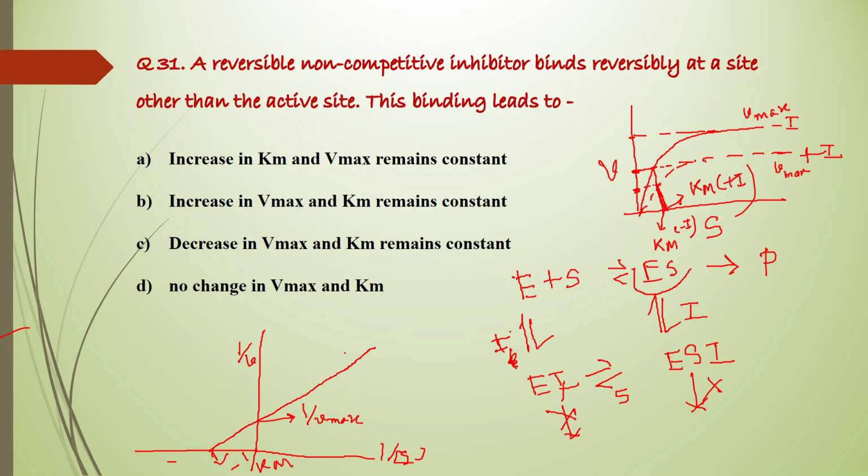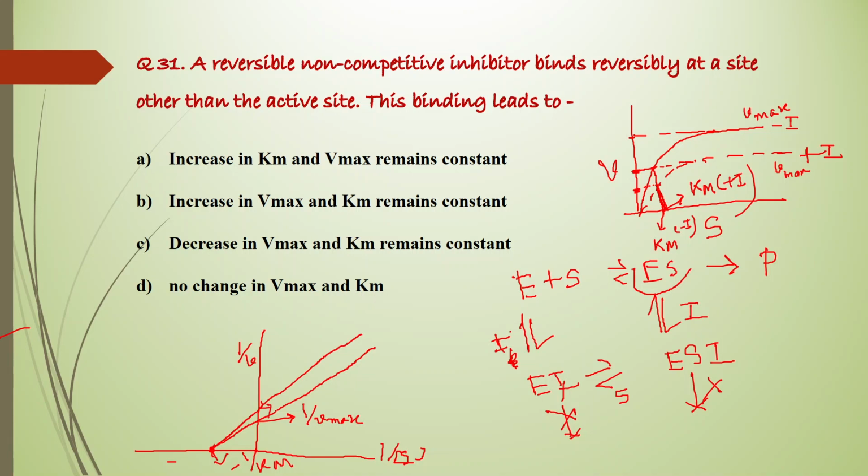Now let us go back to the Lineweaver-Burk plot. We already know our Km does not change. So the x-axis intercept, which is basically minus 1 by Km, is not going to change. But we already know that the Vmax would decrease. The value of Vmax has decreased, so the value of 1 by Vmax will obviously increase. So it will look something like this.